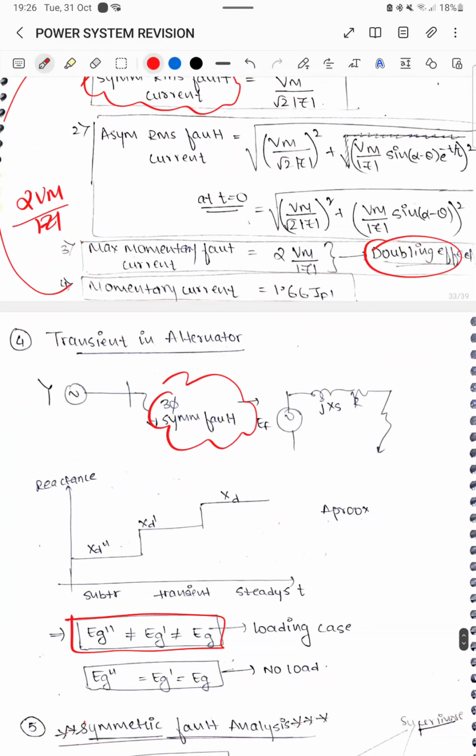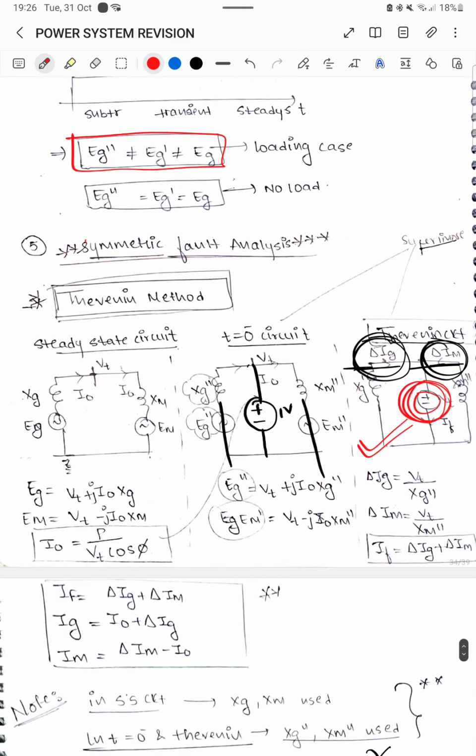Then we have seen transients in an alternator, that in the loading case Eg double dash will not be equal to Eg dash, which will not be equal to Eg. We have seen that Xd is greater than Xd dash, which is greater than Xd double dash. Then for finding fault current, we have seen the concept of Thevenin.